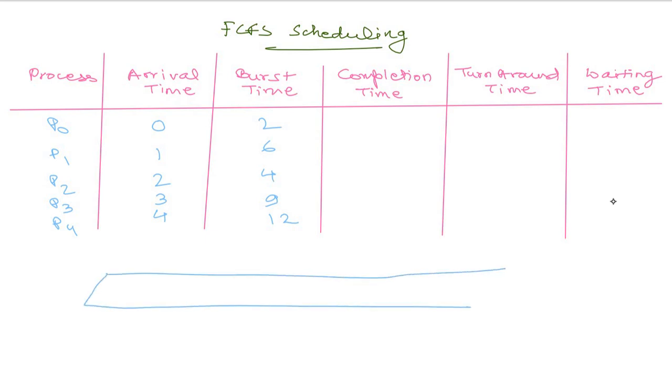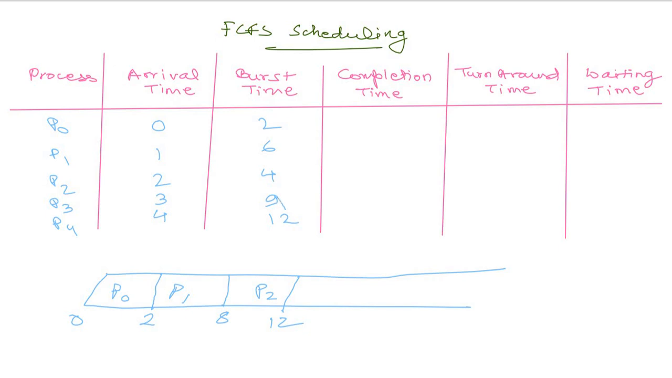So let's say this is time 0. So P0 comes at 0, so we allocate it, and then its burst time is 2, so it takes 2 units of time, so it completes at 2. Then we allocate P1, its burst time is 6, so it takes 8 units of time, so it completes at 8 units. Then P2, that takes 4, so we'll have P2 that completes at 12.